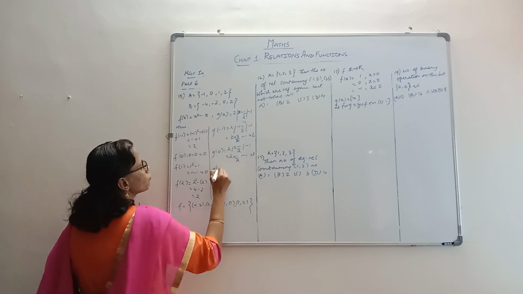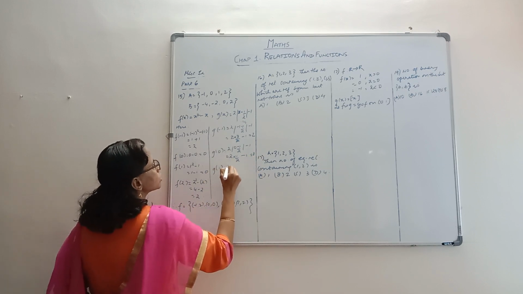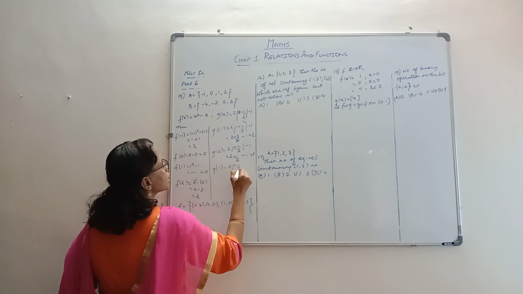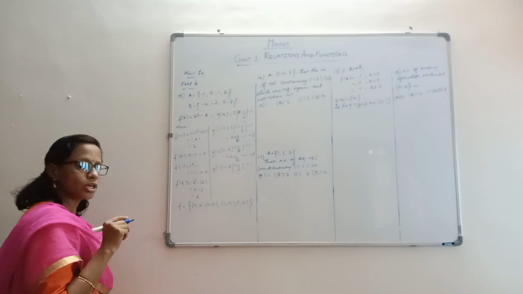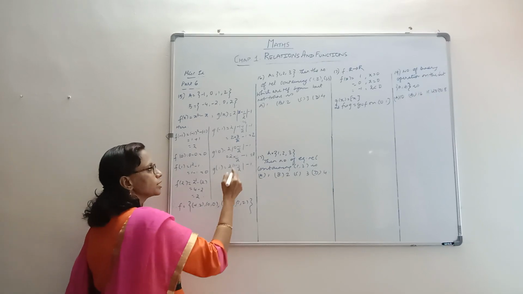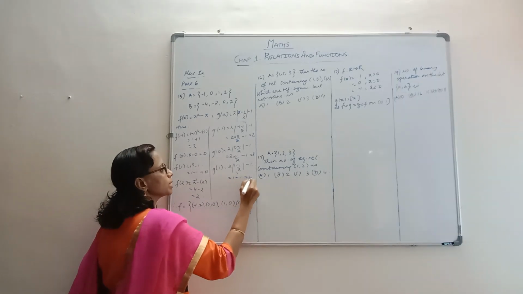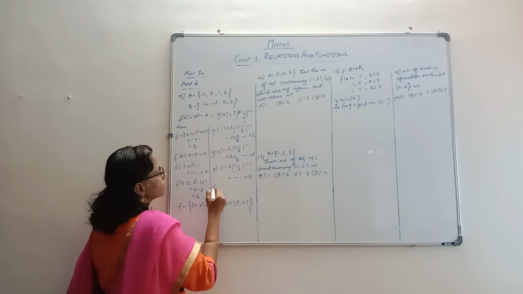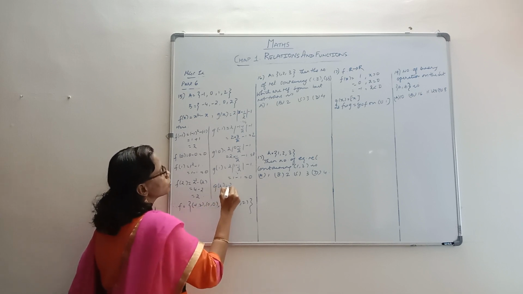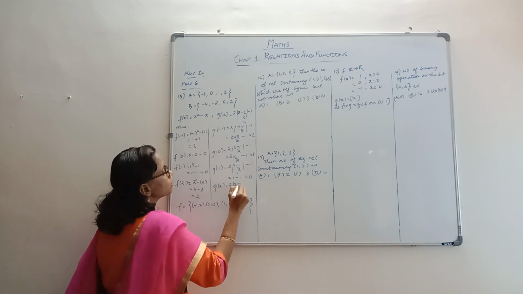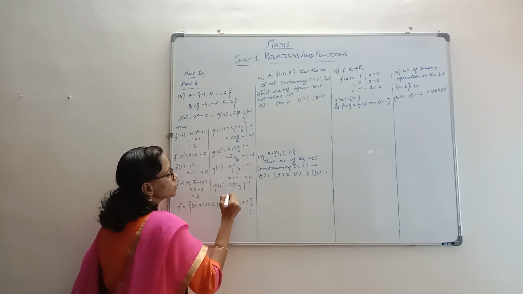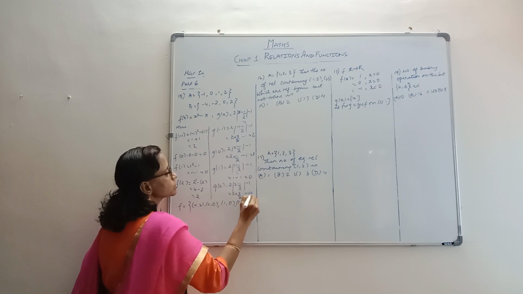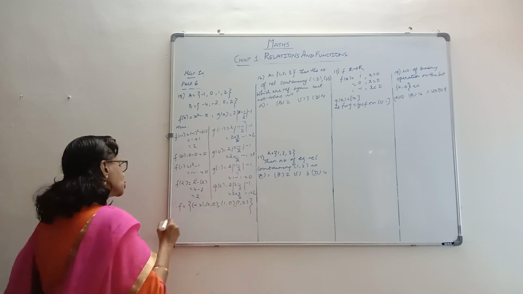Then we'll take g of 1. So it will be 2 modulus of 1 minus half, minus 1. So this is half, and when we take the modulus also, it will be half. So 2 and 2 can cancel, 1 minus 1 will become 0. Then we have g of 2, which means 2 modulus of 2 minus half, minus 1. So 2 into 3 by 2 minus 1, so 3 minus 1, that is 2. So you get your g value.